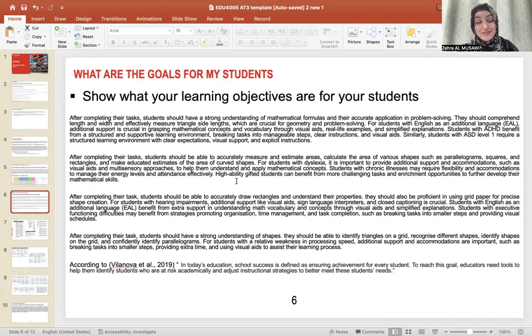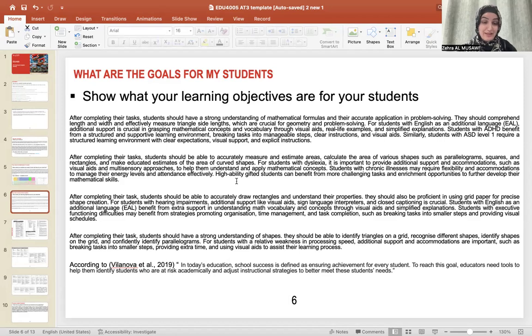What are their goals? After completing their tasks, students should have a strong understanding of mathematical formulas and their accurate application in problem solving. So that's for group 1.